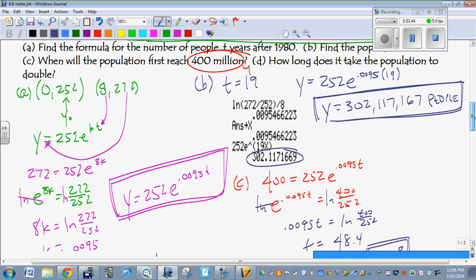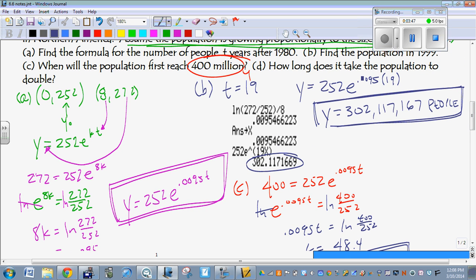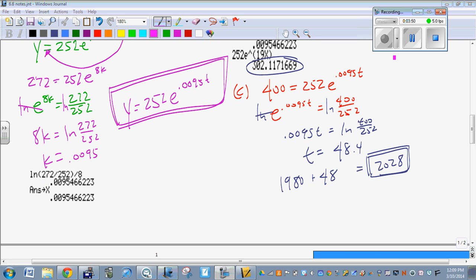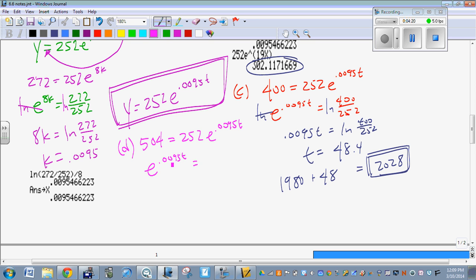And now our last part here, D, how long does it take for the population to double? So for part D, we're trying to figure out when this is going to double. Well, we started with 252 million, so to double would mean that we're going to double that. So our y value would have to be 504 million, right? Because that's twice this. So we're going to go ahead and solve this. We're going to divide both sides by 252, and that shouldn't be any surprise, but when we do that, we get e to the 0.0095t equals 2, right?